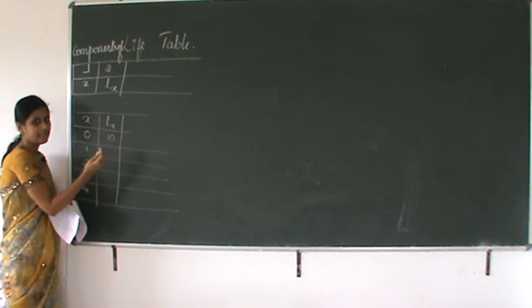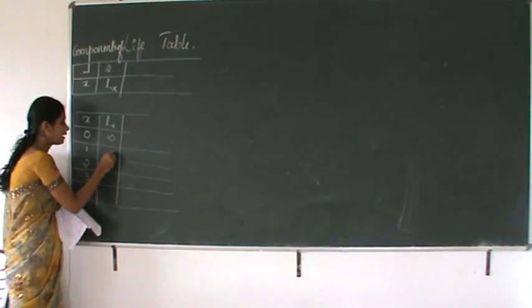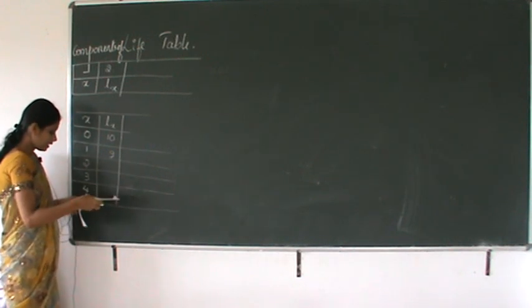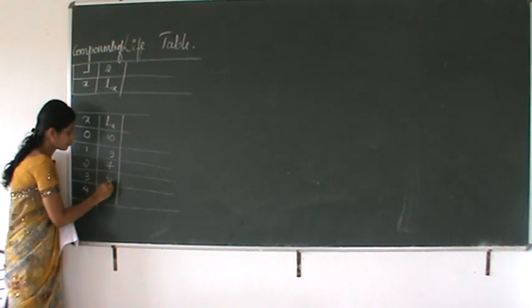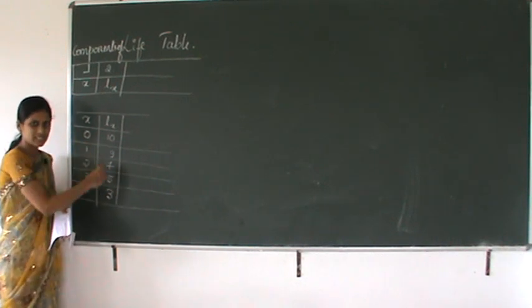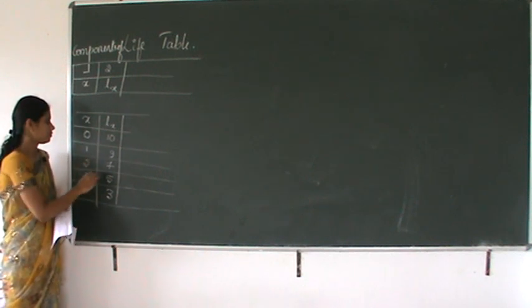babies who attain the age of 1 year. We can write it as 9. Next, 2 years babies as 7. Next 5, then 3. This is just an imaginary figure.